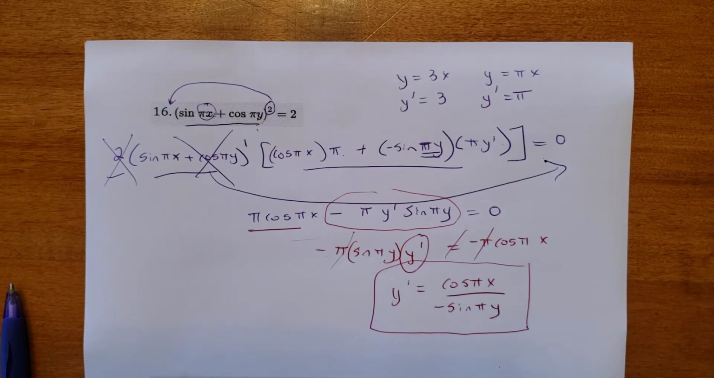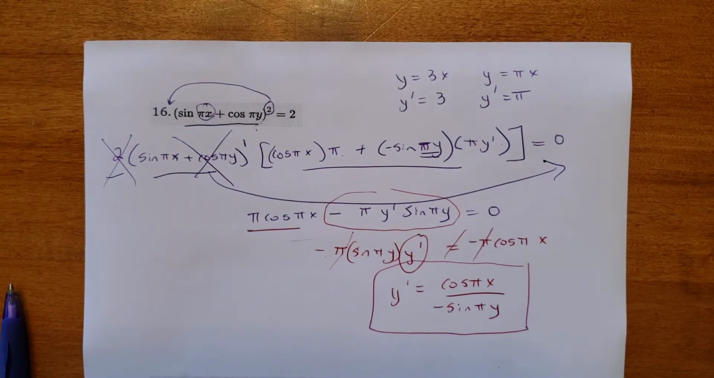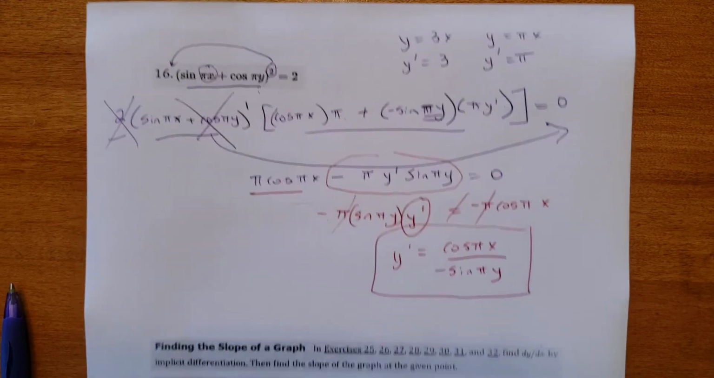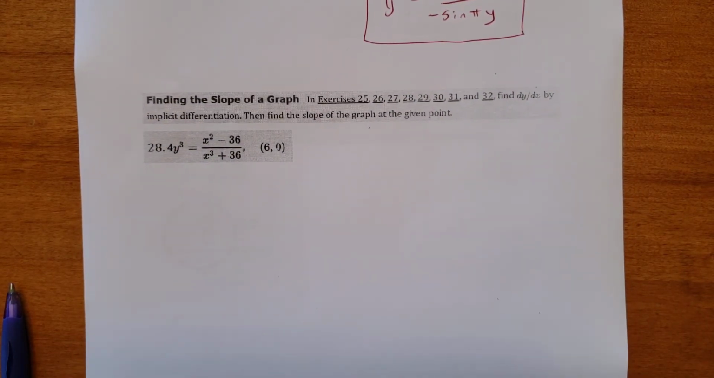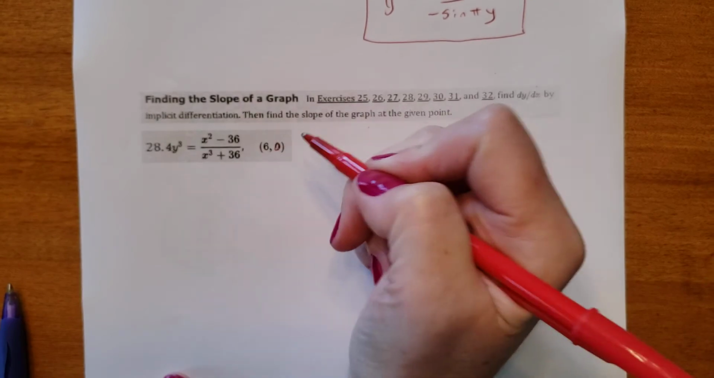All right. I think we have time to do some other problems here involving implicit differentiation. So we're going to the next one here. Find dy dx by implicit differentiation, then find the slope of the graph at the given point. It says 4y to the third is equal to x squared minus 36 over x to the third plus 36, at the point 6, 0.